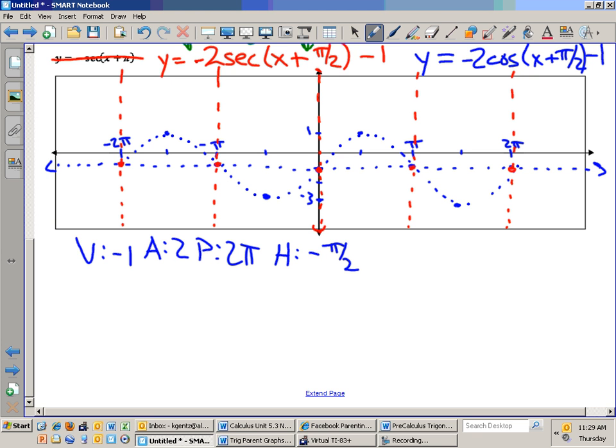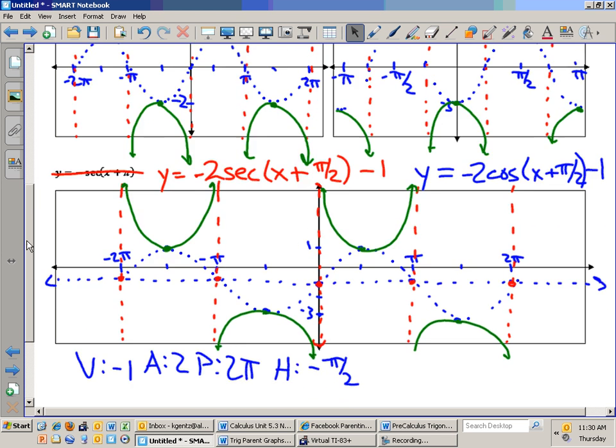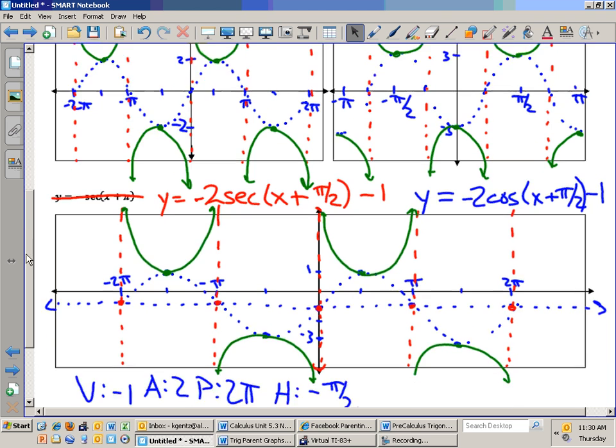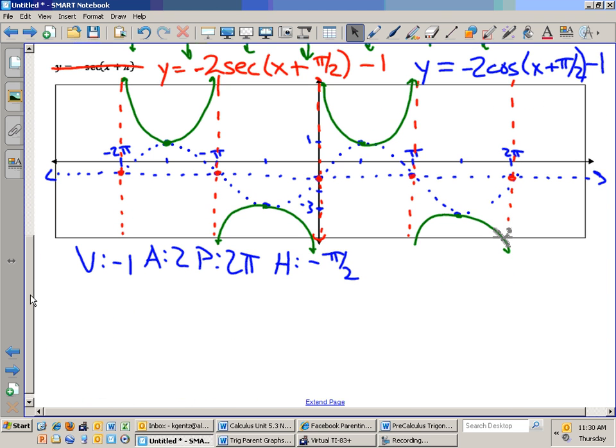And now I may finally apply my last transformation, or my last part of my graph, which is to draw the U-shapes at the maximums and the minimums. And I get that shape. Any questions on that last example?